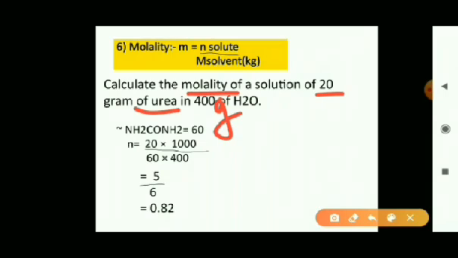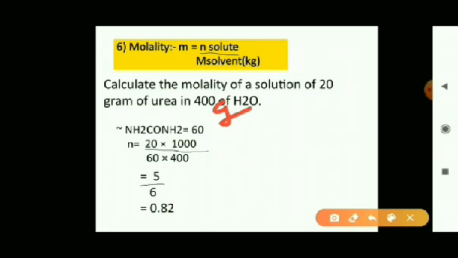First of all, we should know the molecular formula of urea. What is the molecular formula of urea? That is NH2CONH2. And what is the molecular weight of urea? You calculate it by adding the atomic weights, and you will get the answer, that is 60 gram. So the molecular weight of urea is 60 gram.